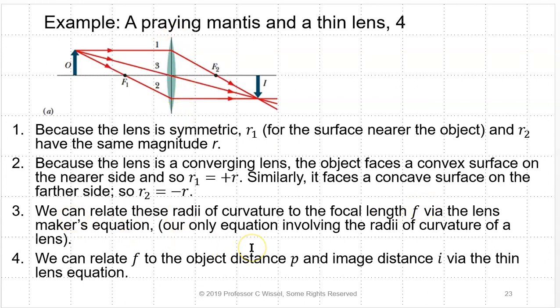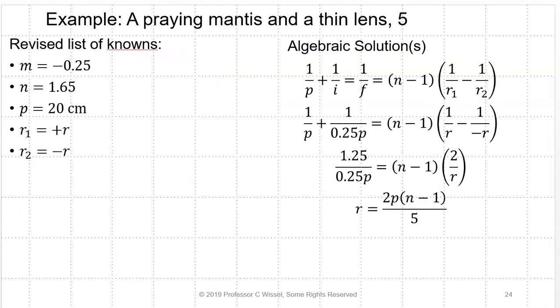And we can relate these radii of curvature to the focal length via the lens maker's equation. And that's the only equation we have for this. We can relate f to the object distance and image distance via the thin lens equation. So we're going to write down the knowns again, just to repeat them and make sure we've got them correct. Watch your signs on everything, watch your units. Okay, we have 1 over p plus 1 over i equals 1 over f. That has to equal n minus 1 times the quantity 1 over R1 minus 1 over R2. And we can start plugging some numbers in to make this a little easier.